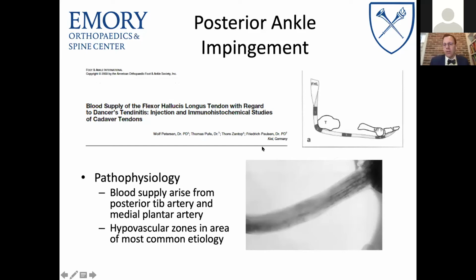This is a really interesting anatomic study performed in Germany, and they wanted to look at what the blood supply was to the FHL and determine if there were any hypervascular zones. And you can see here, there's 4 zones they looked at: one right at the musculotendinous junction, one right at the turn in the talus, the other in the mid portion in the midfoot, and then underneath the metatarsal head. And they did these vascular studies, which showed good vascularization in parts of the tendon, but quite poor vascularization in other parts of the tendon.